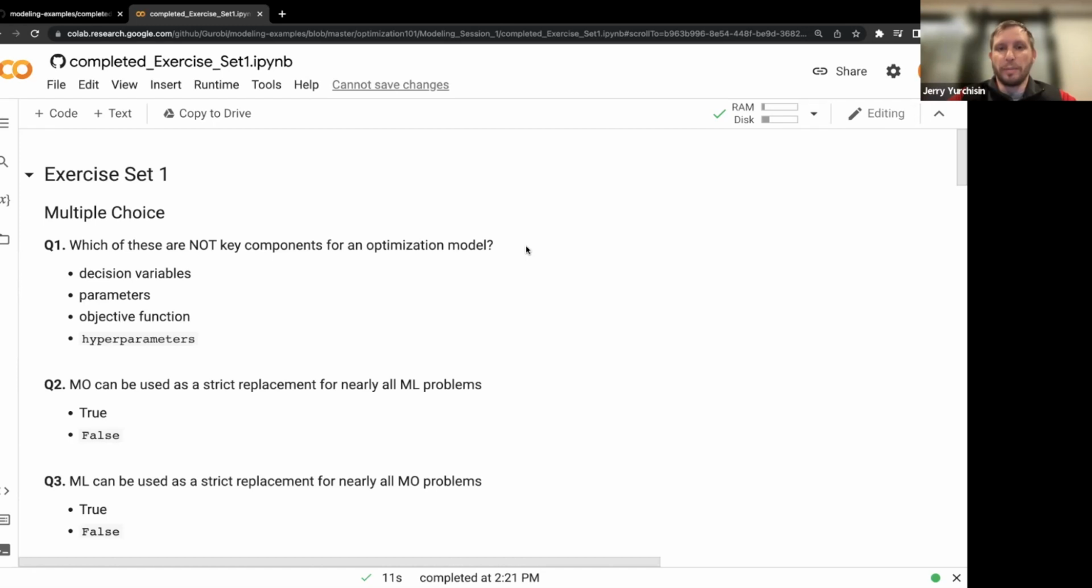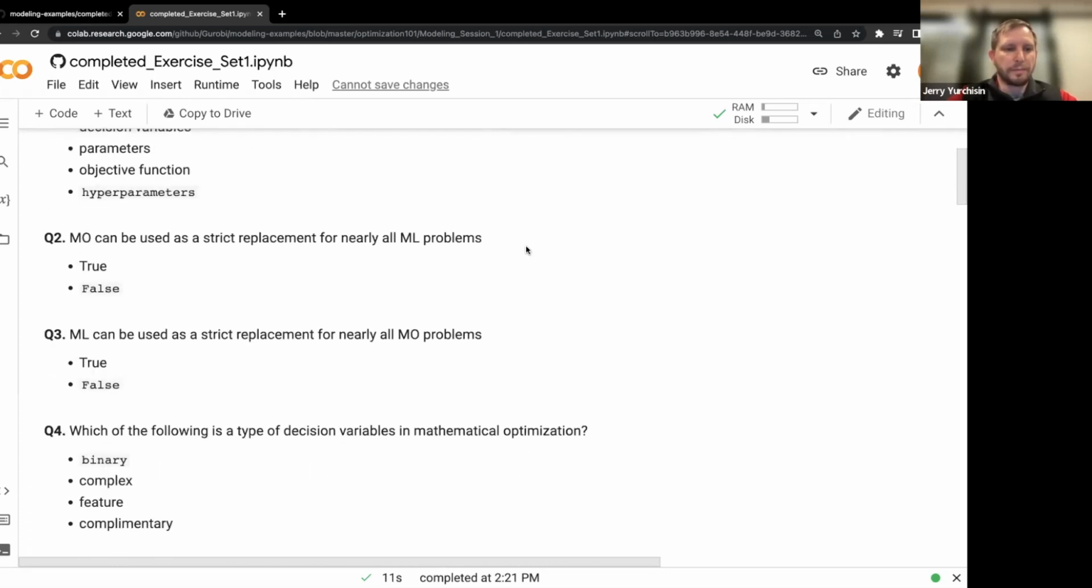You would set some hyperparameters there, maybe something like a learning rate, or the number of variables that you consider in a decision in a random forest for trees, things like that. But for optimization modeling, for what we've discussed so far, hyperparameters is not part of that set.